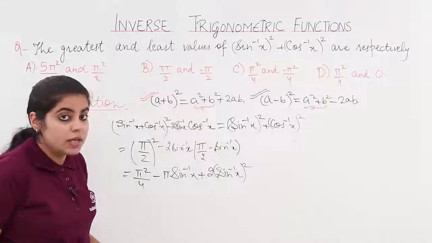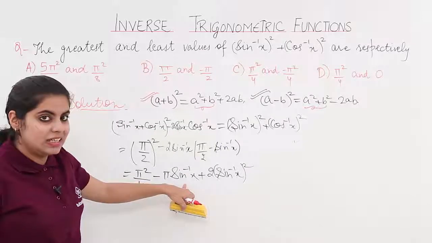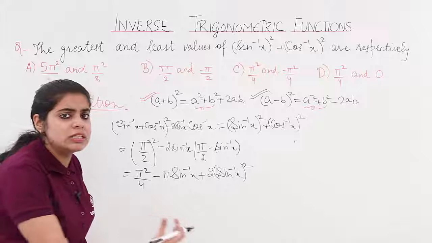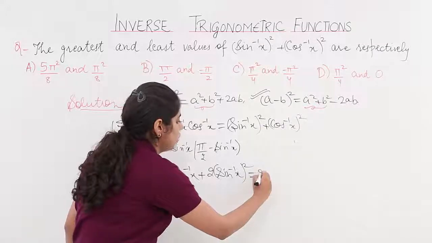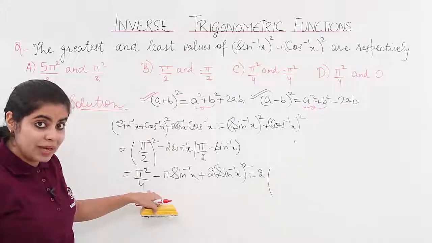Till here we've done. Now, pi square by 4 is fine, minus pi sine inverse x is okay, 2 sine inverse x whole square is given. Can we take out something common? Yes, we can take out 2 common. So, taking out 2 common, I will have pi square by 8.